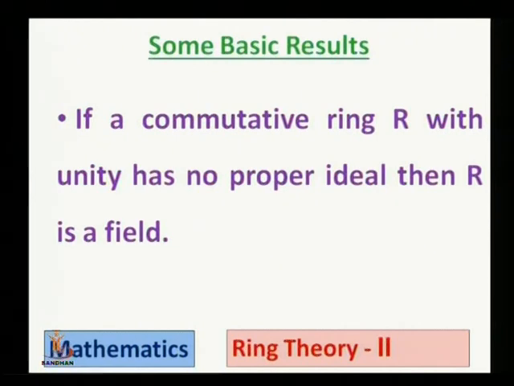We also have its converse result, that whenever a commutative ring R with unity has no proper ideals, then R is a field. So in fact a field is very choosy that way, it doesn't have any proper ideals.